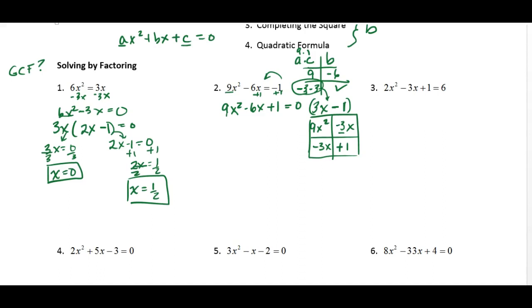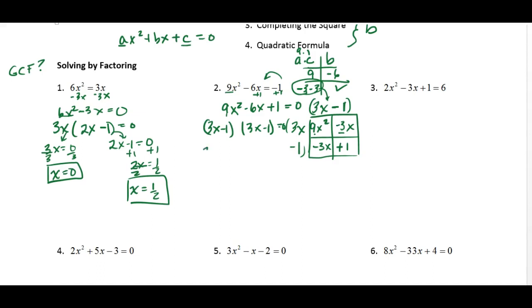Now, horizontally, do the same thing. 9x squared minus 3x. What can I take out? A 3 and an x. Negative 3x and a 1. I can only take out a 1, and it's negative as well. So here's my other factor. So I have 3x minus 1 times 3x minus 1 equals 0.